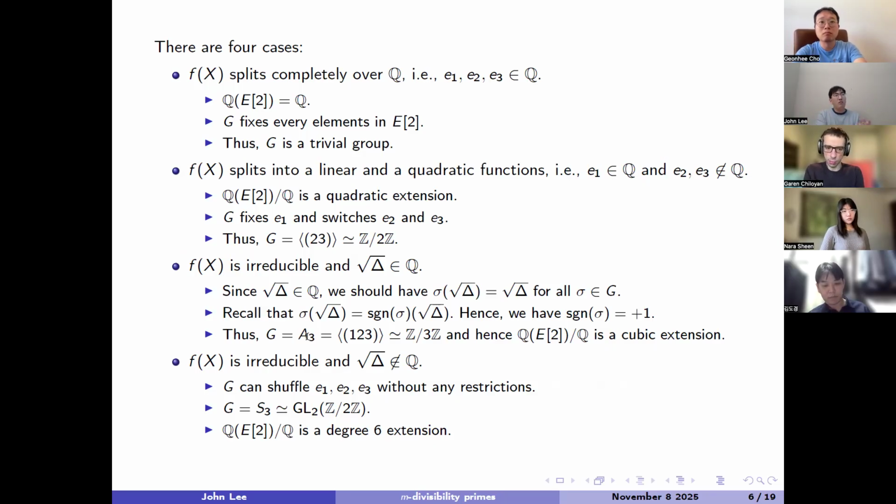And finally, if f(x) is irreducible and the square root of delta is not rational, then G can shuffle E1, E2, E3 however it wants without any restrictions. So in this case, G is the full S3 group because you can shuffle these three elements. And S3 can be identified as GO2 sigma 2Z, which has 6 elements. So Q(E[2]) over Q is a degree 6 extension. So for two torsion points, we only have these 4 cases.